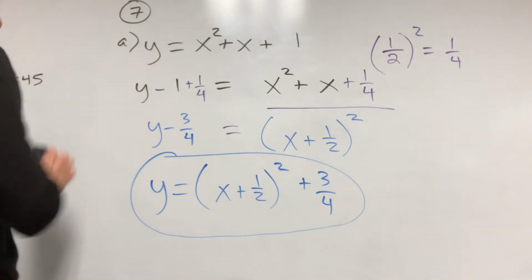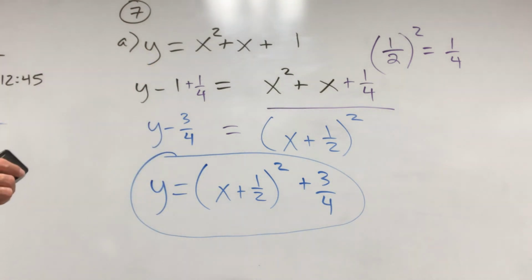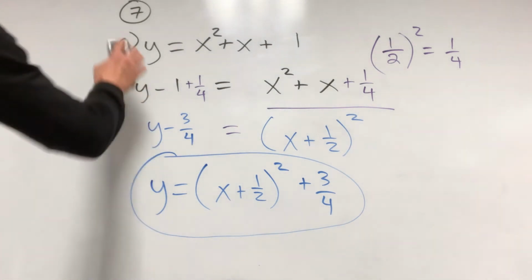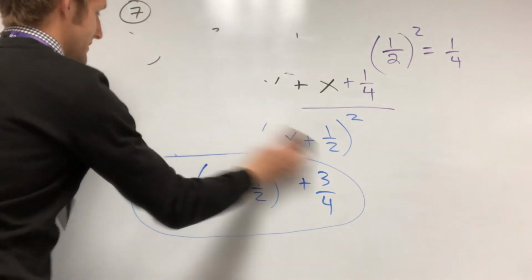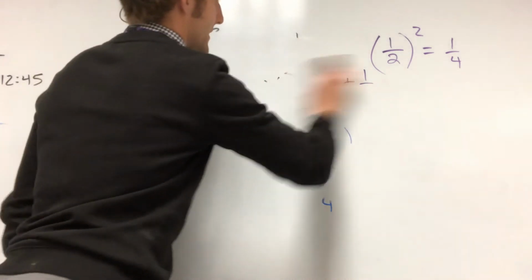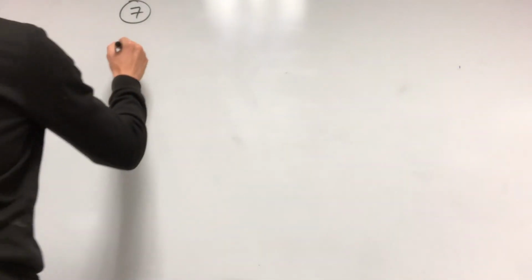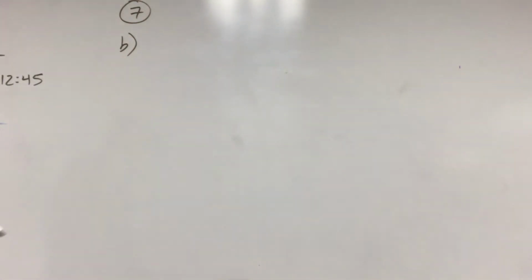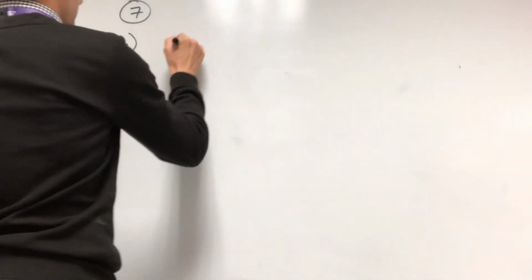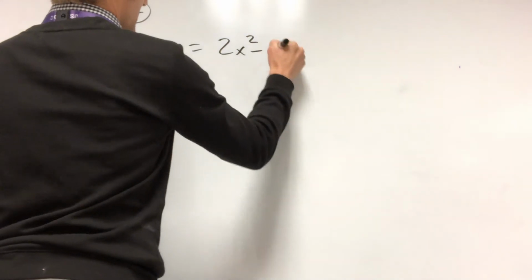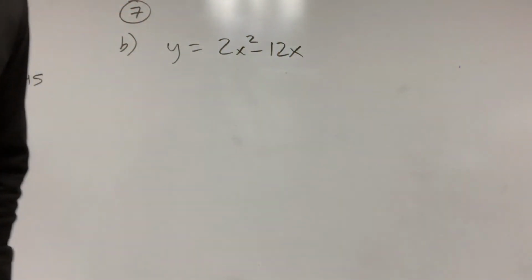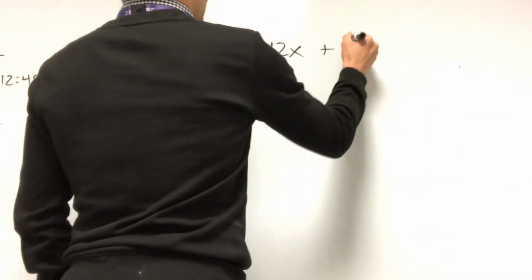Okay, let's talk about 7b. Same type of deal, complete the square. And then I think that'd be a good video because you have so many videos already to keep you busy on the days you're not with me. 7b. So again, I'm going to say y equals 2x squared minus 12x plus 11.